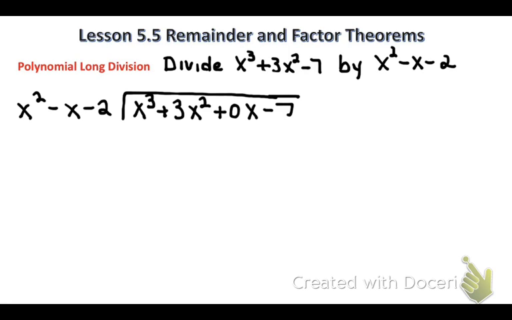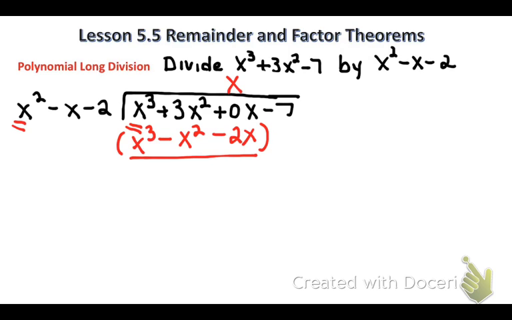We look at the first term in the divisor, and then we look at the dividend, and we ask ourselves, x squared times what would get me to x cubed? And that would just be a plain old x. Now we multiply that x into every term in the divisor. So x times x squared, x cubed, minus x squared, minus 2x. Then we'll subtract this trinomial from above.